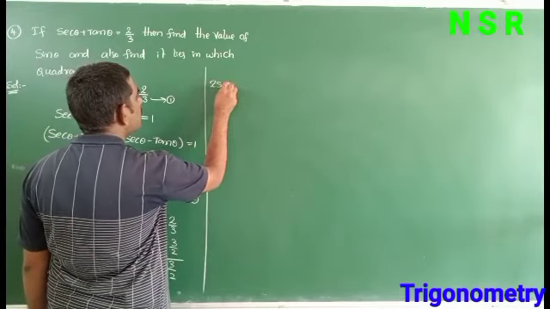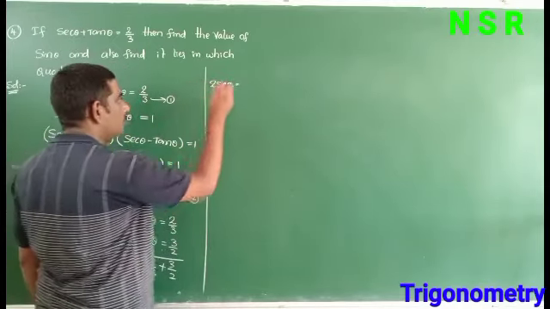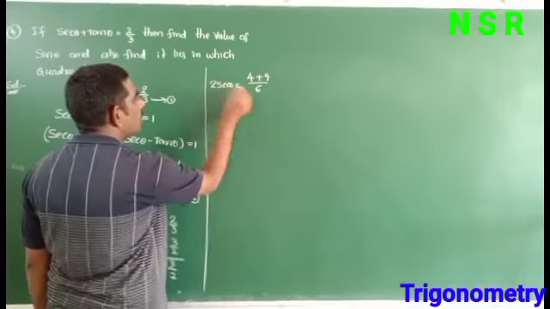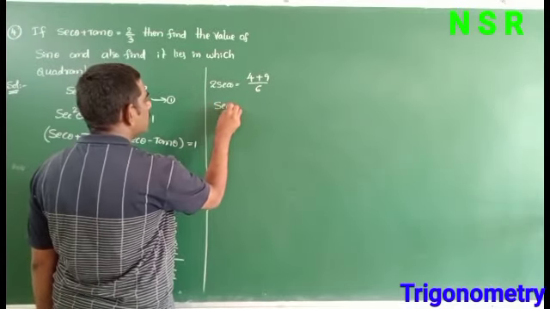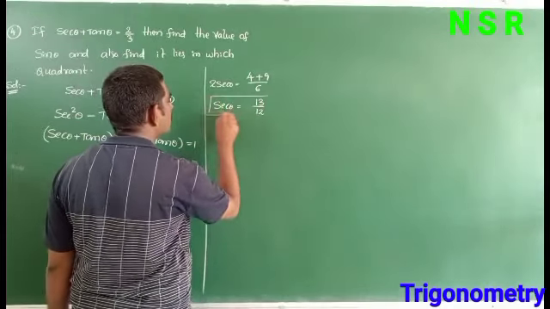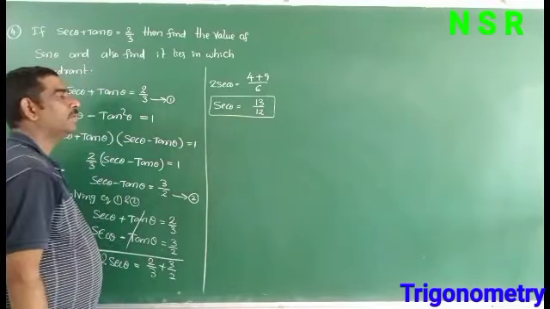2 secant theta is equal to 2 2s are 4 plus 3 3s are 9 by 6. Now, 2 multiply here, secant theta is equal to 13 by 12. So we get here secant value in plus.